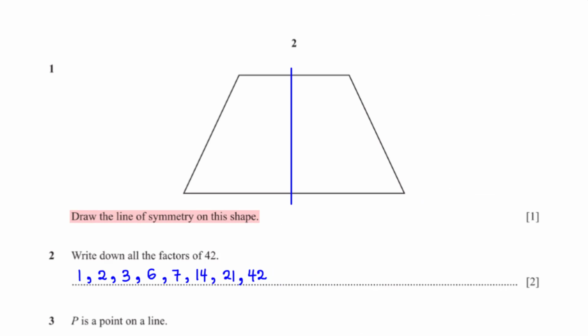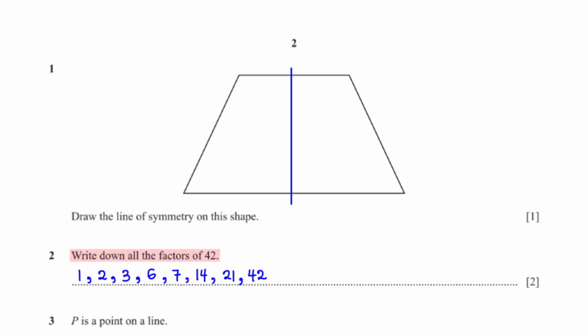Draw the line of symmetry on this shape. A line of symmetry is simply any line that cuts a shape into two halves such that one half is the mirror image of the other half. This shape has only one line of symmetry.